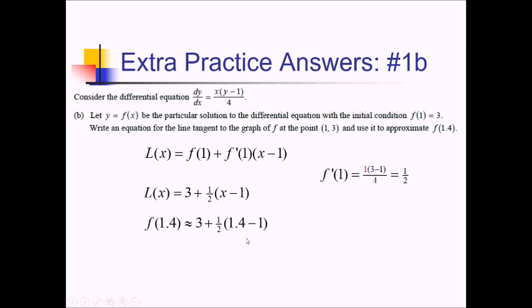Or if you wanted to, you could simplify. This is really, let's see, 0.4. Half of that is 0.2. 3 plus that is 3.2.